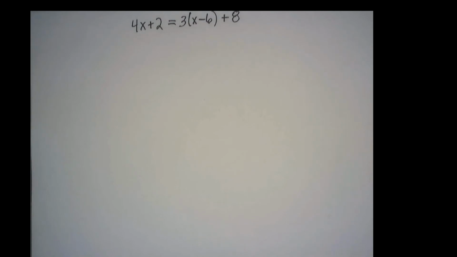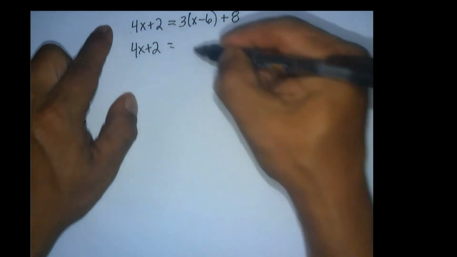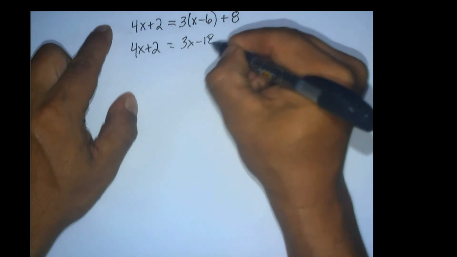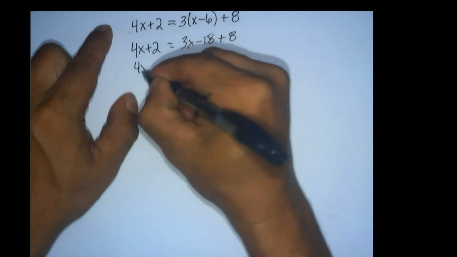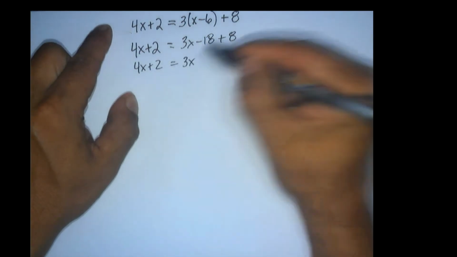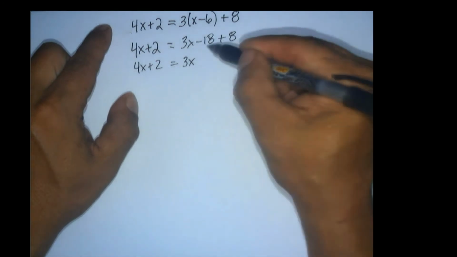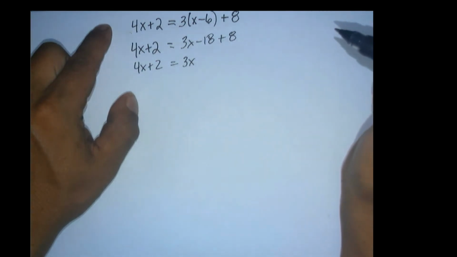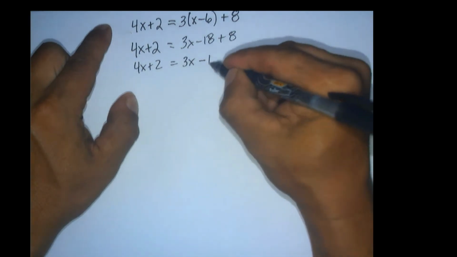Go for it. Okay, so this is gonna stay by itself, right? Because it's simplified. Now what's the right side? So 4x plus 2, and then it'll be 3x minus 18 plus 8. I can't even write as fast as you talk. All right, now this is simplified, but this is not. Now I'm gonna take 3x from each side. I'll do negative 18 plus 8, which is negative 10.